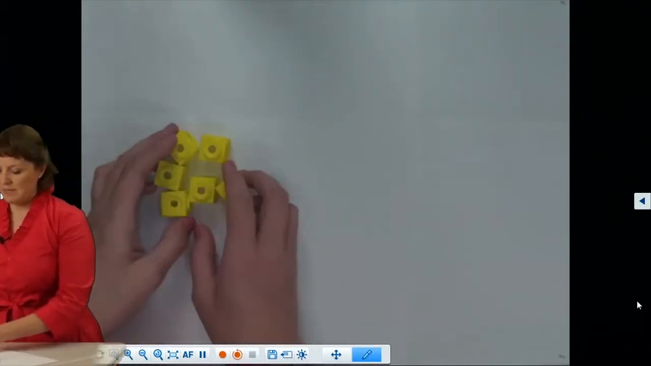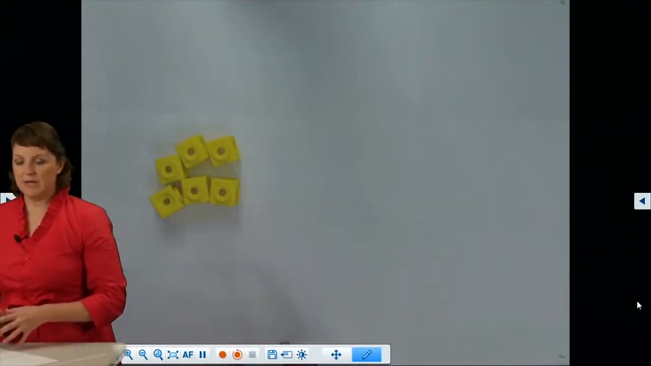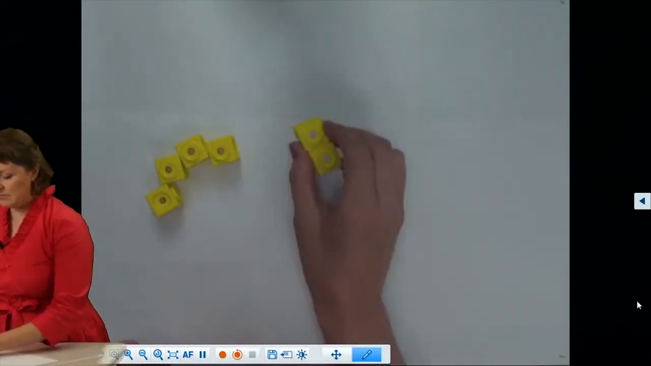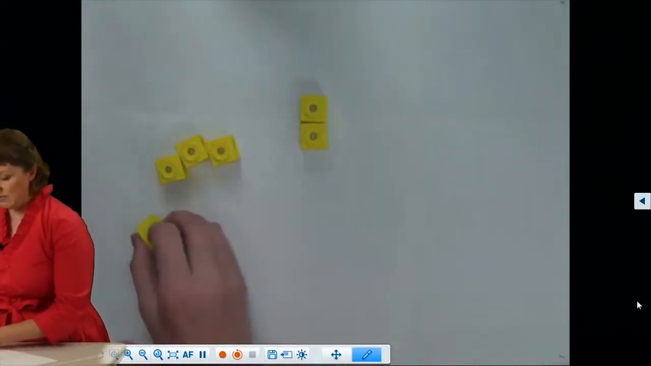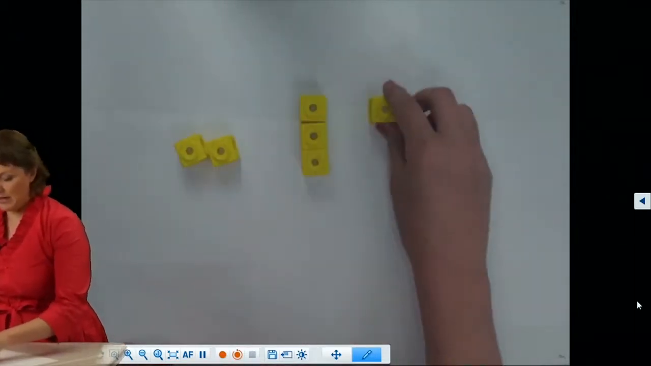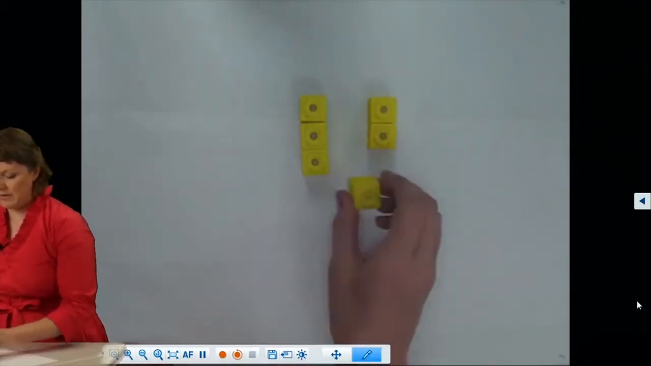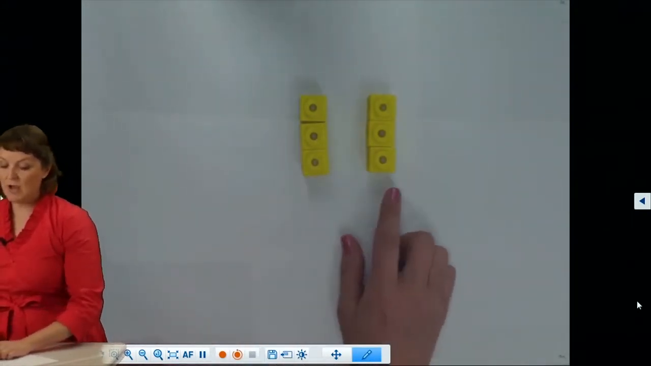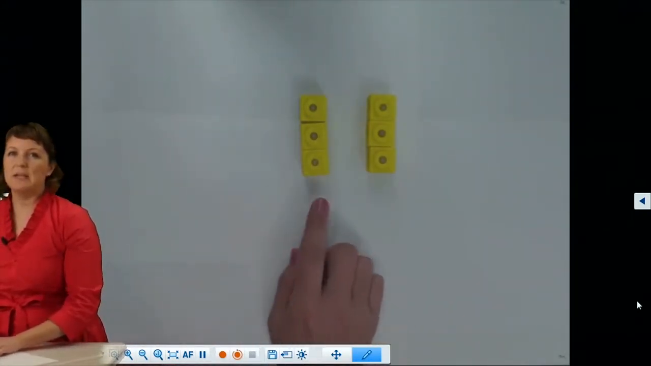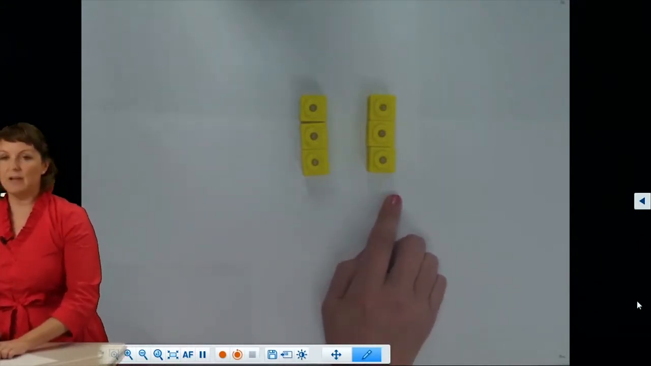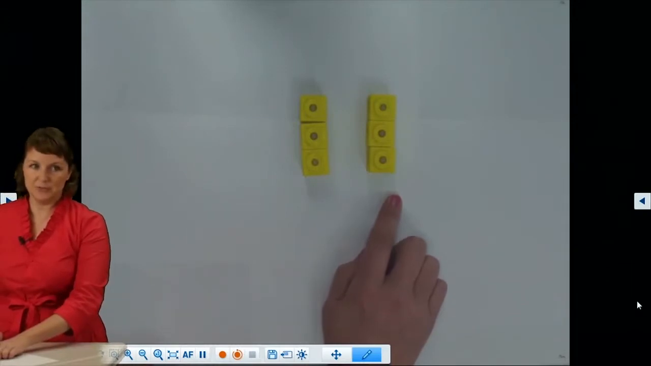And here I'm going to make groups of 3. 6 divided by 3. So I'm going to make groups of 3. How many groups of 3 can I make? Well, I can make 1 group of 3. I still have cubes to make into another group. I can make a second group of 3. So when I have 6 and I make groups of 3, I end up making 2 groups. So 6 divided by 3 equals 2.